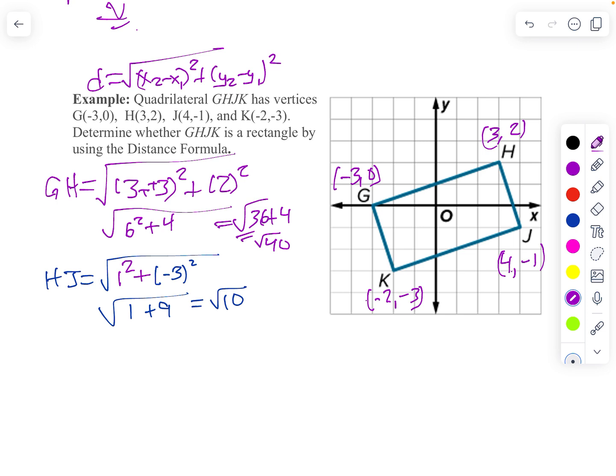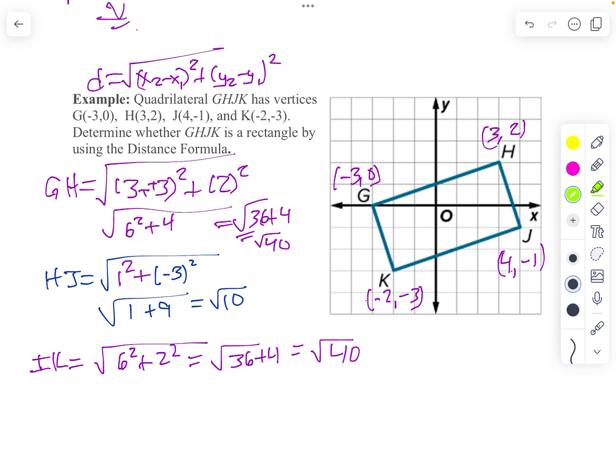So now let's find J to K. We'll subtract our x's. 4 minus a negative 2, well, that's 6. Plus negative 1 minus a negative 3. That's 2. So we get the square root of 36 plus 4. It's the square root of 40. Notice JK and GH are the same. We kind of like that. That's what we wanted it to do.